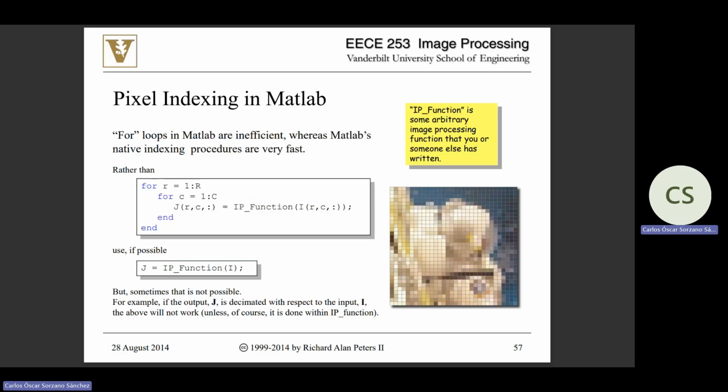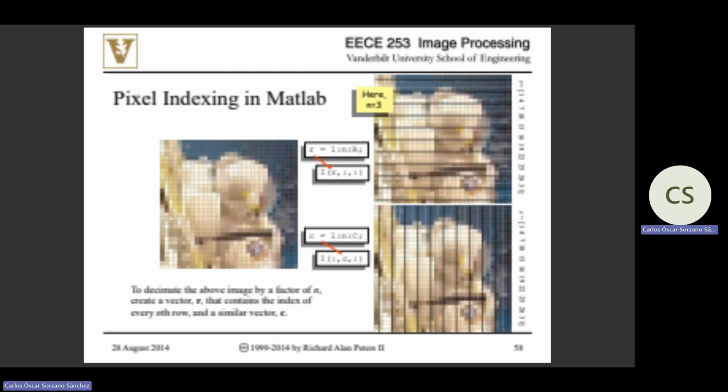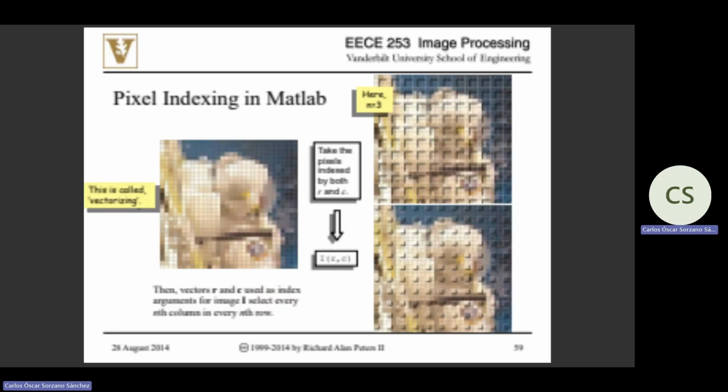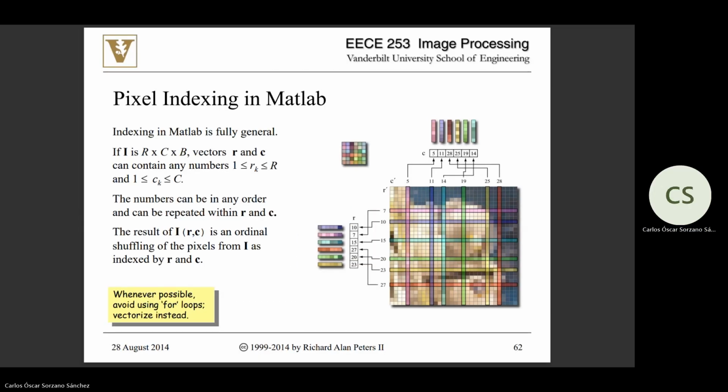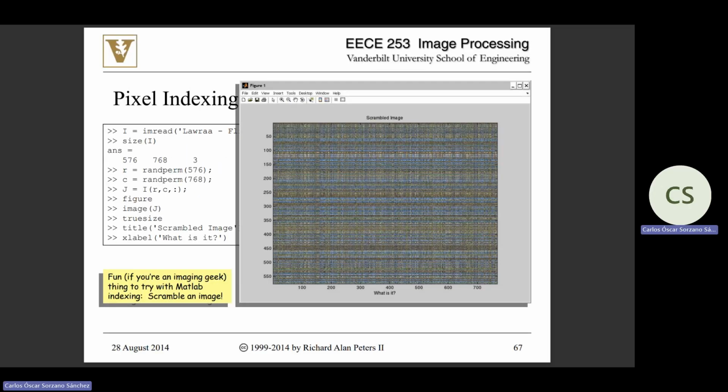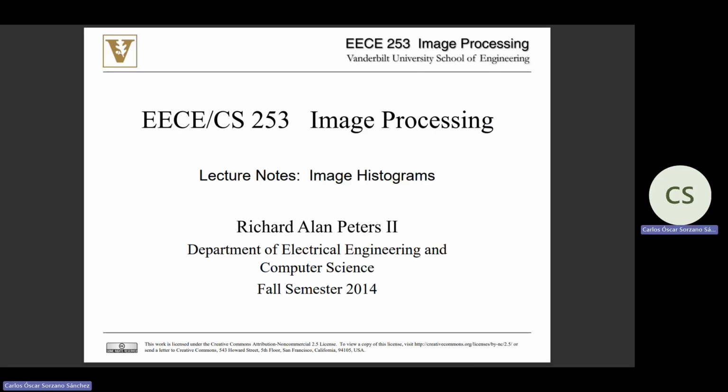Okay, and then, yeah, this is very specific to MATLAB. So, yeah, we don't care about this. Skip all that. Any question up to here?